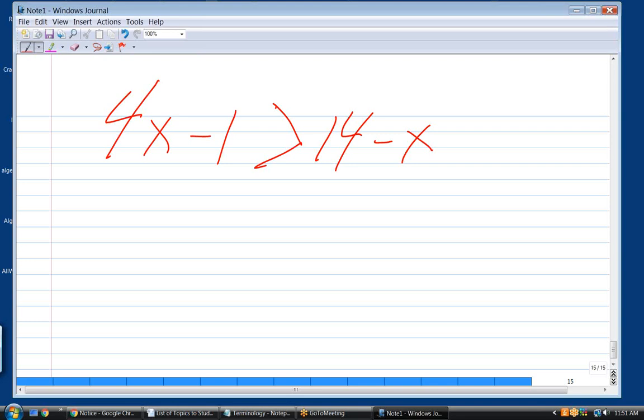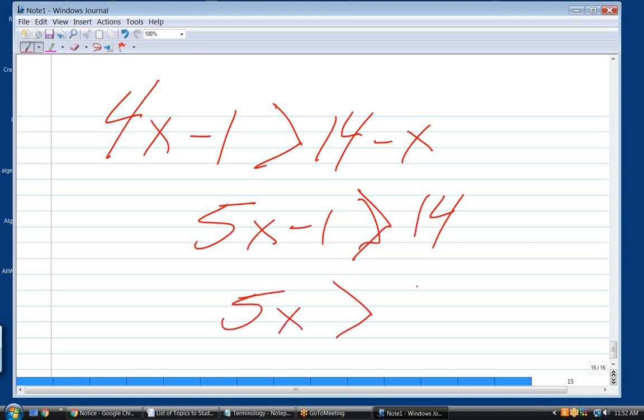Okay. So we could add x to both sides. So just read the next line to me. In other words, that's my two choices. Until you are doing it correctly, the way I'd like to see you do it is just read the next line to me. Okay. So you would get 5x minus 1 is greater than 14. And then the next line would be 5x is greater than 15. And then x is greater than 3.